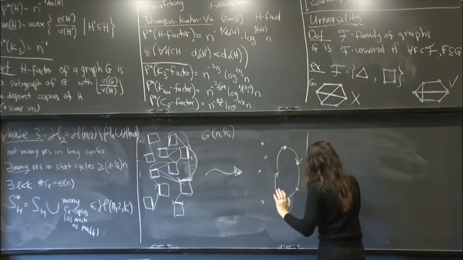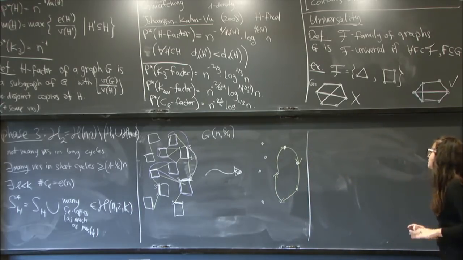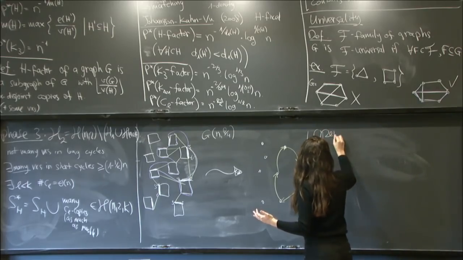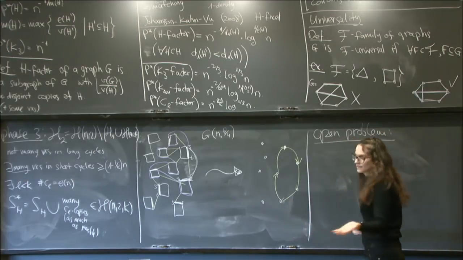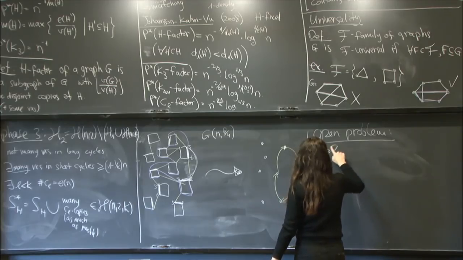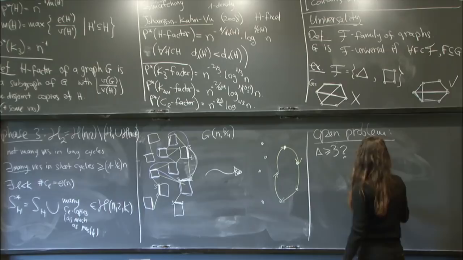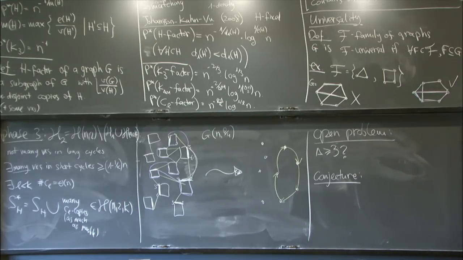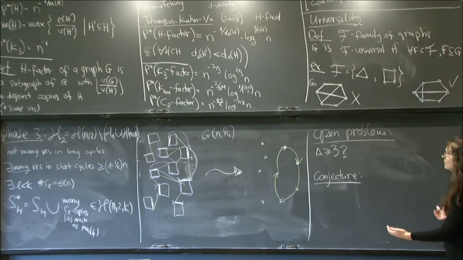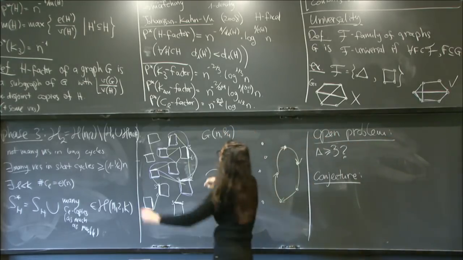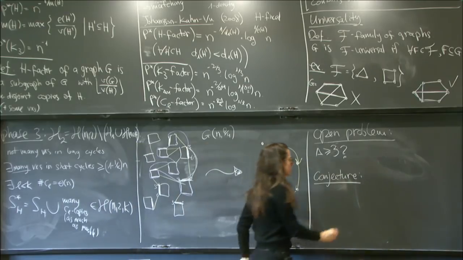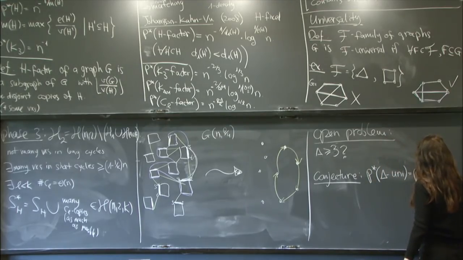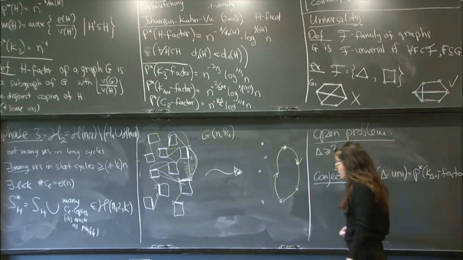So I know I just waved hands here in the last part, but this is maybe the main idea. So maybe I will state the most obvious open problem, which is Delta-universality in general, so for Delta at least 3. The conjecture is that the probability threshold for Delta-universality is the same as the probability threshold for the K_{Delta+1} factor. And this is still open.